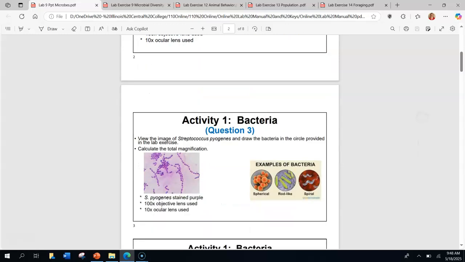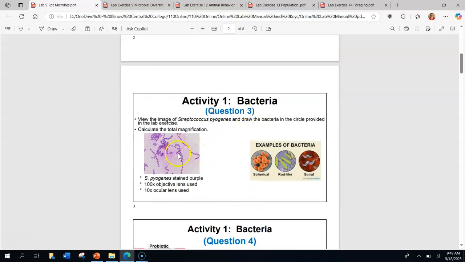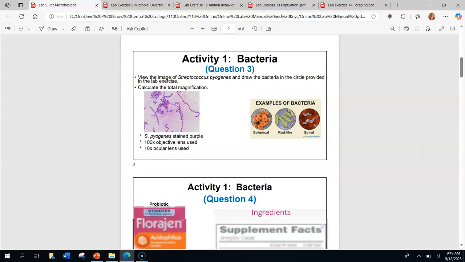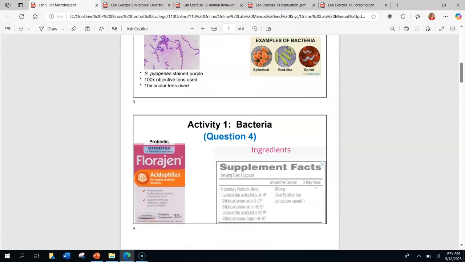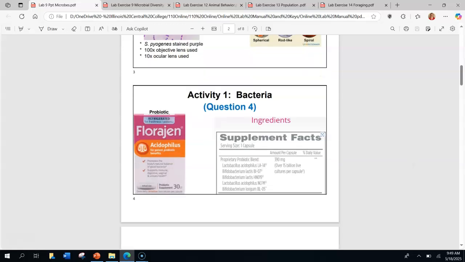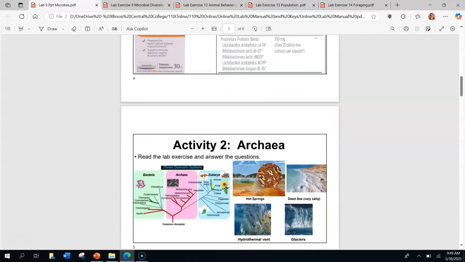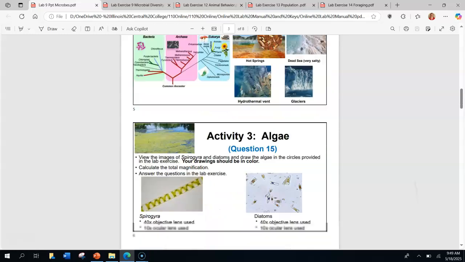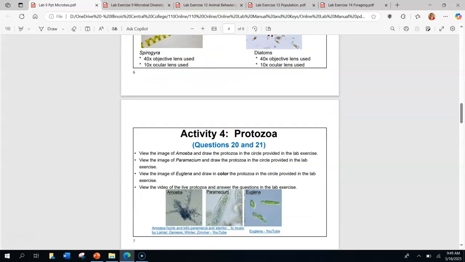Then as you continue to scroll, we'll look at a second bacteria, Streptococcus pyogenes, which is the bacteria that causes strep throat. So if you were to have your throat swabbed, and you looked at it under the microscope, if you were positive for strep throat, this is what you would see. Then we have a probiotic, which is going to introduce good or healthy bacteria into your system. As we continue to scroll, we have archaea, algae, protozoa, etc.